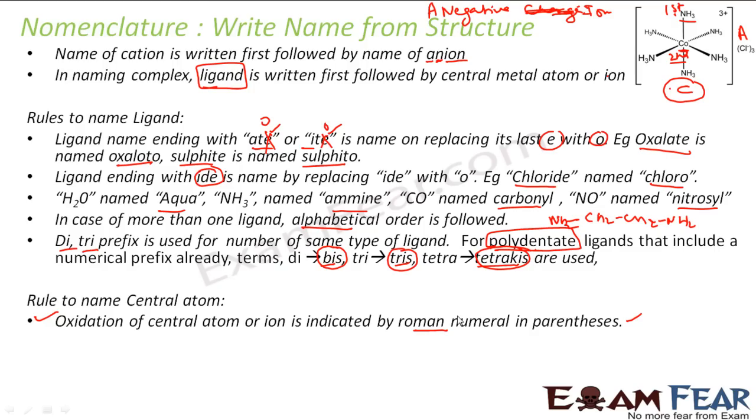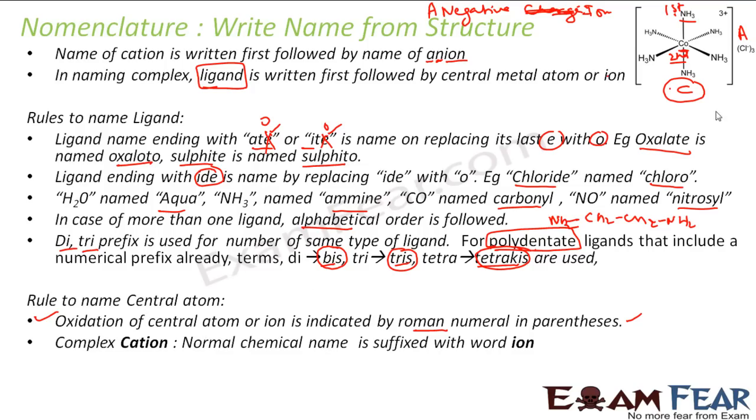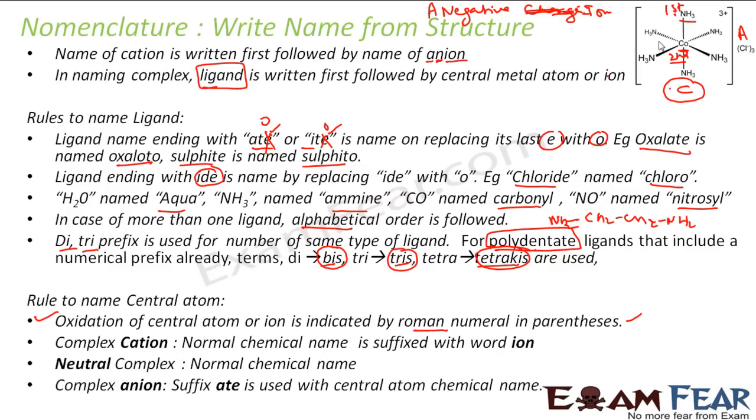Okay, and if the complex is a cation, then the normal chemical name is suffixed by the word ion. If it is a neutral complex, the neutral chemical name is used. If it is an anion, then an 'ate' suffix is added to the central atom. We'll see this rule in the same formula here.